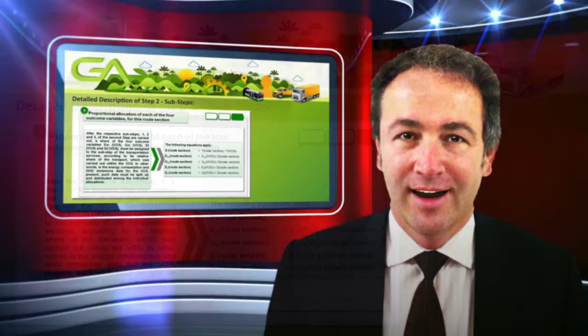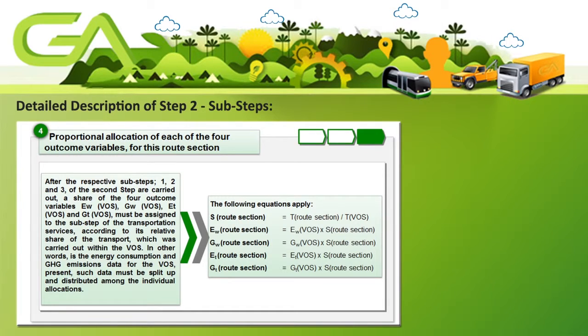Now let's deal with the detailed description of the fourth substep, whereby we must consider the allocation of a proportion of the respective four outcome variables to this subsection. After the respective substeps 1, 2, and 3 of the second step are first secured, the subrange of transportation services is allocated a share of the four outcome variables. The four outcome variables are EW VOS, GW VOS, ET VOS, and GT VOS.